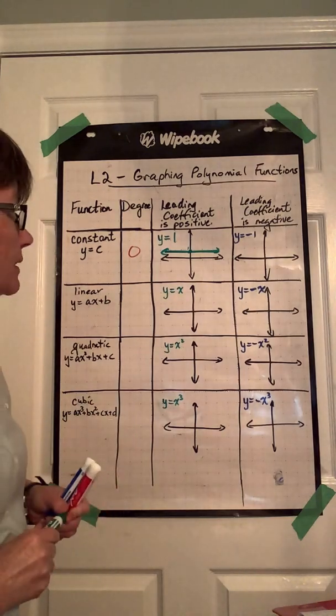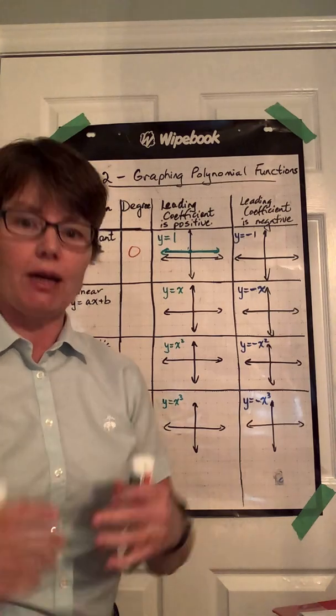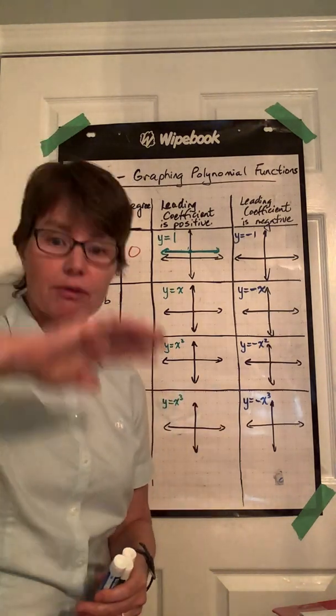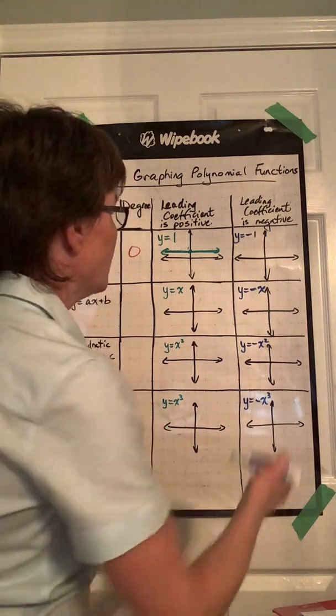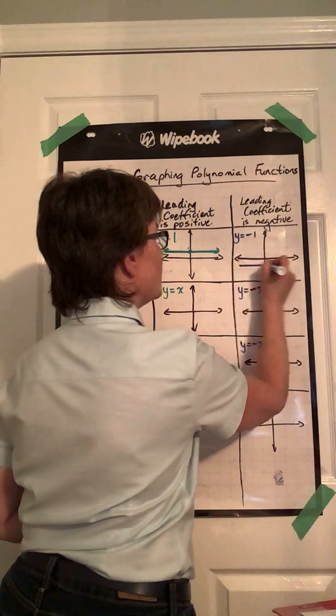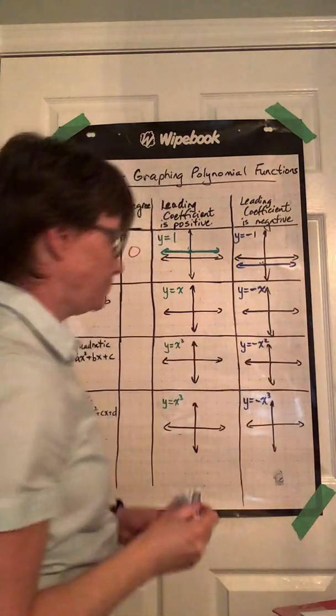Now, if that leading coefficient is negative instead, we've studied this already with quadratics, with exponentials, with trig functions. If a is negative, there's a reflection in the x-axis. So then that leading coefficient means there's a reflection in the x-axis. So this graph now exists down here and goes through -1.